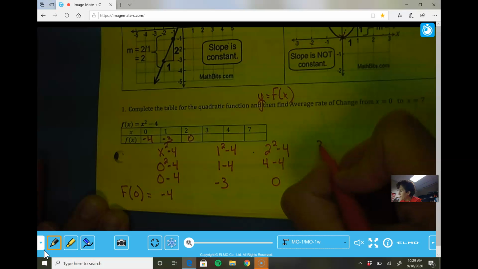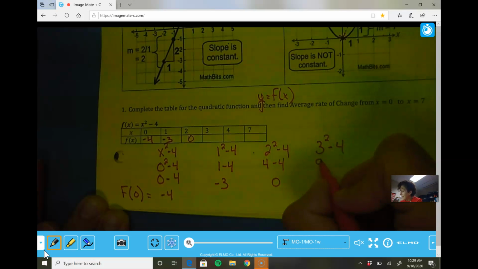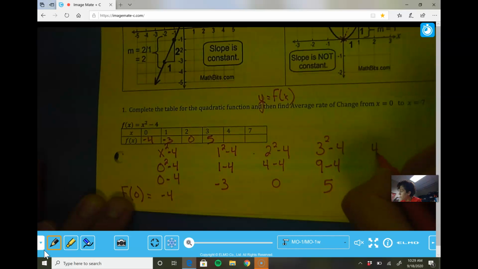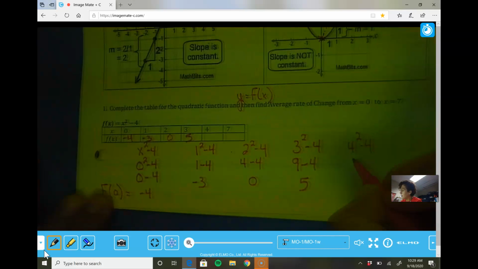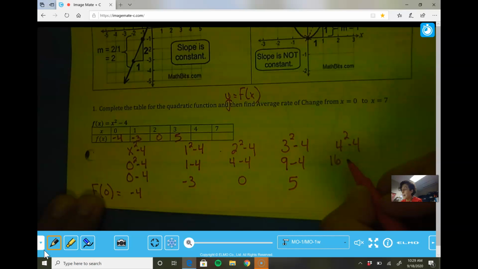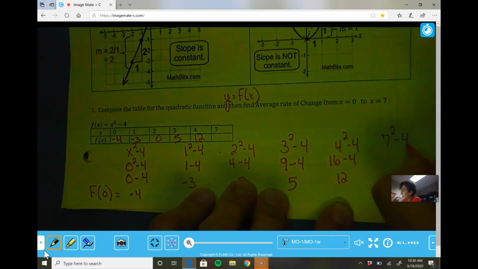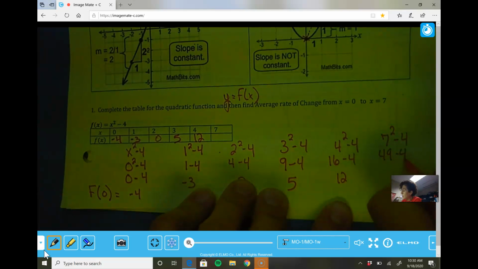And now 3 squared. I know some of you are like, move it, Mrs. Lawson, I already know this. That's 9. 3 squared is 3 times 3. 9 take away 4 is 5. I'll put 4 in there, so 4 squared, take away 4. 4 squared is 16. Remember, it means 4 times 4. It's not 8, and I get 12. And then last, I'll put in 7 squared, and 7 take away 4. There's 49, take away 4, and we get 45.